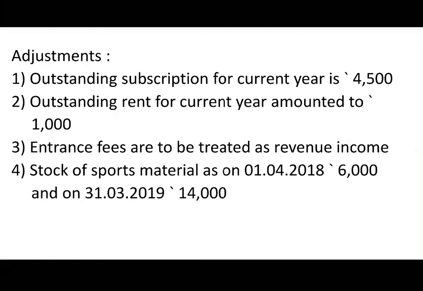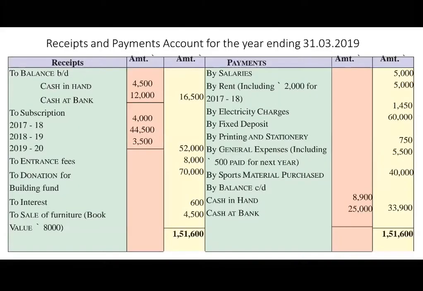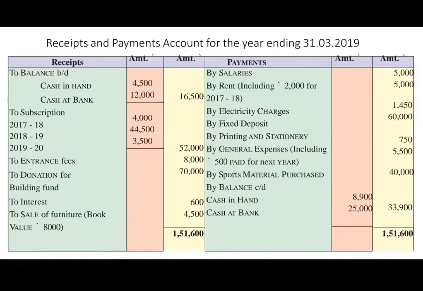Next, a few adjustments are given to you. The first adjustment is outstanding subscription, then outstanding rent, entrance fee, and stock of sports materials. So there are 4 adjustments. As we do in final accounts, even here we are going to star mark the items on which adjustments are given, so that you can write the amount in the first column and there is no confusion.